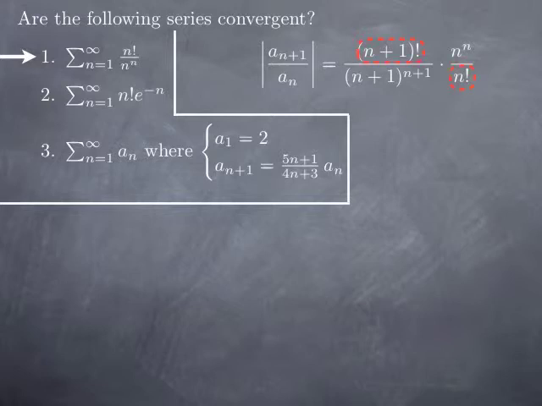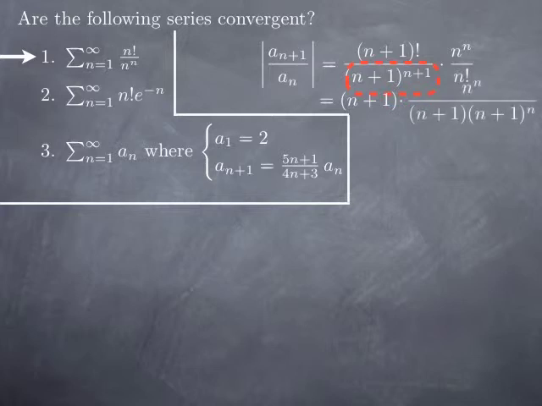Now I have (n+1) factorial that I divide by n factorial. So at the top I have the product of the first n+1 integers, at the bottom the product of the first n integers. They all cancel out except n+1 at the top. And then this (n+1) to the n+1, I can write it as (n+1) to the n times (n+1).